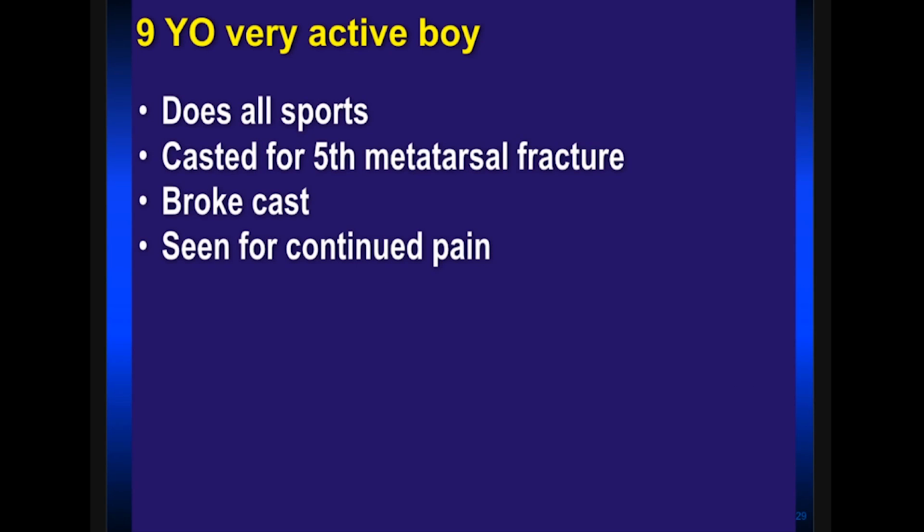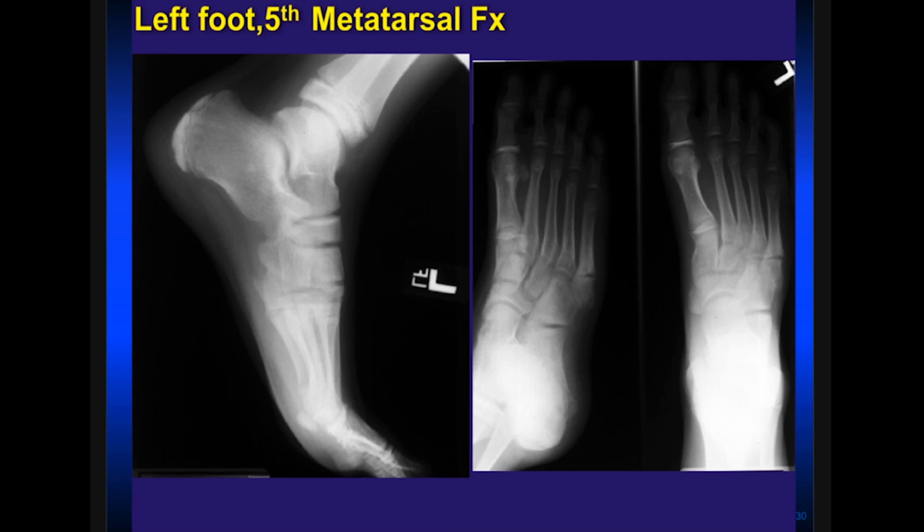This is a 9-year-old very active boy who does all sports. He kept on breaking his cast, so he was seen by me to potentially perform surgery. My concern is this 9-year-old breaking his cast. He also would probably not do well after surgery. He was seen for continued pain. This is what his x-ray looked like.